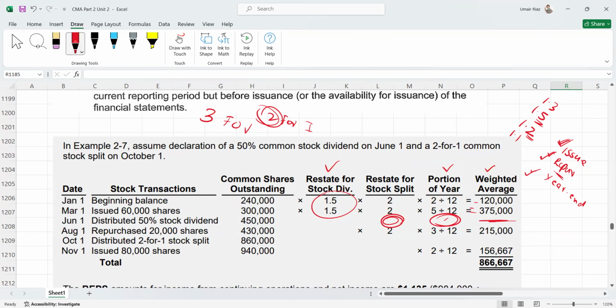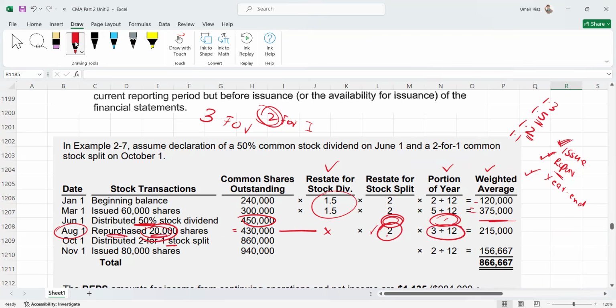Next transaction is what? August 1. We repurchased 20,000 shares. Okay. So previous shares were 450 minus 20 because we repurchased. Remaining is 430. And please remember, here the stock dividend factor won't apply. The reason is that the stock dividend happened already, right? And these stocks are repurchased later. Only the stock split factor will apply because the stock is being split after this repurchase. So this factor will be applied too.